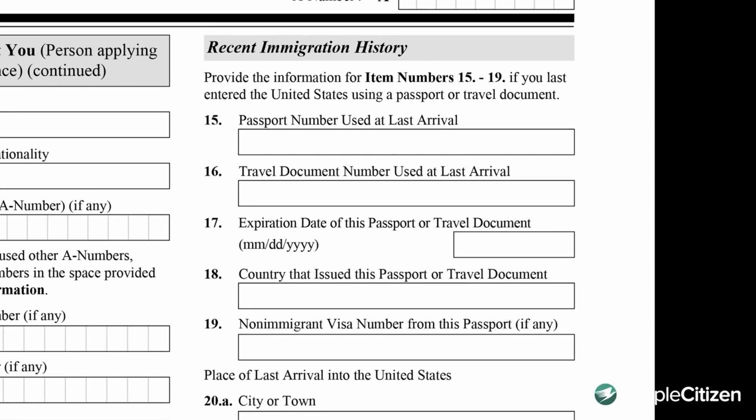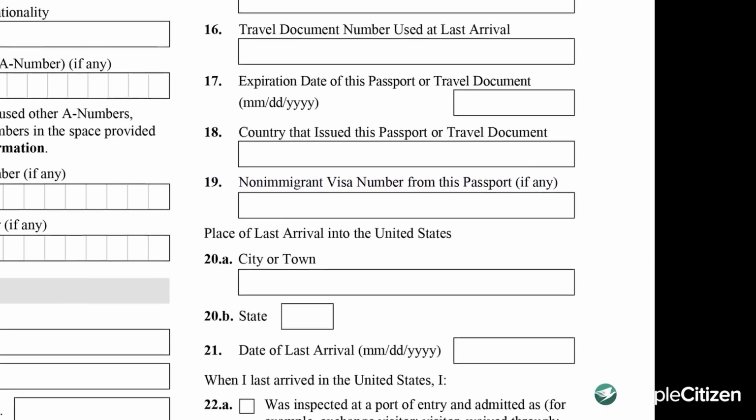Questions 15 through 19. You'll answer these questions if you came into the U.S. with a passport or a travel document. Question 15. This is just your passport number. Question 16. If you used a travel document other than a passport, include its number here. Question 17. This is where you'll put your expiration date for your passport or your travel document. Question 18. Here is where you'll put the country that last issued your passport or your travel document. Question 19. If you have a non-immigrant visa number from your passport, then you'll put it right here.